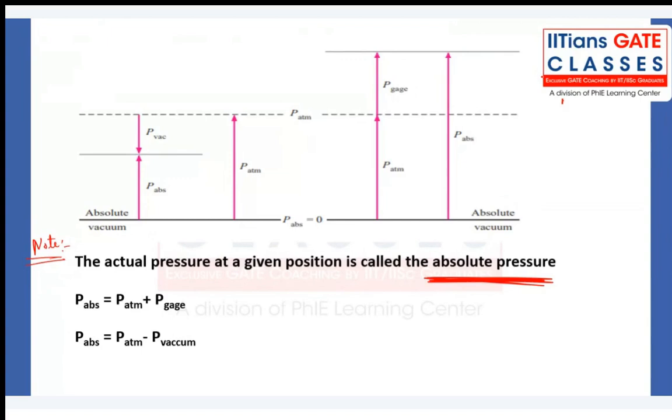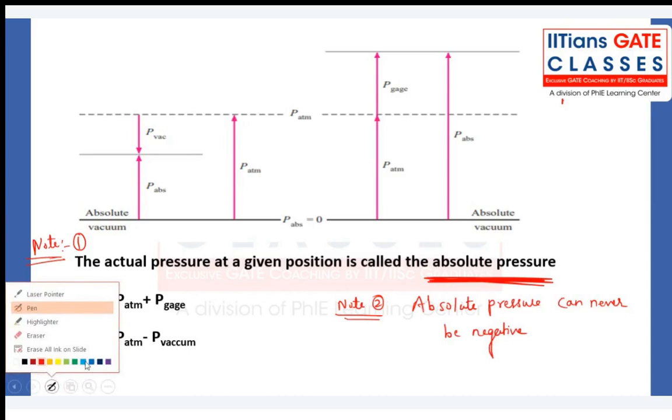So guys, here are the few points I would like to give. Actual pressure at a given location will always tell you the absolute pressure value. Second thing, you just make a note of it, note number one, and you can make here note number two as absolute pressure can never be negative. Absolute pressure can never be negative, my dear friend.